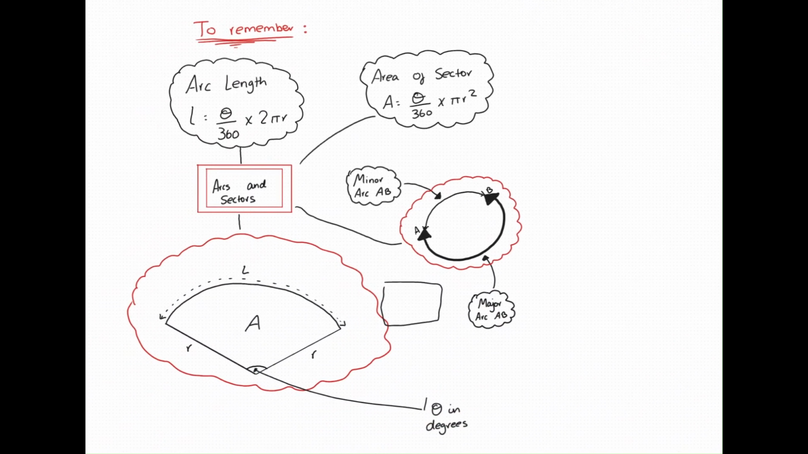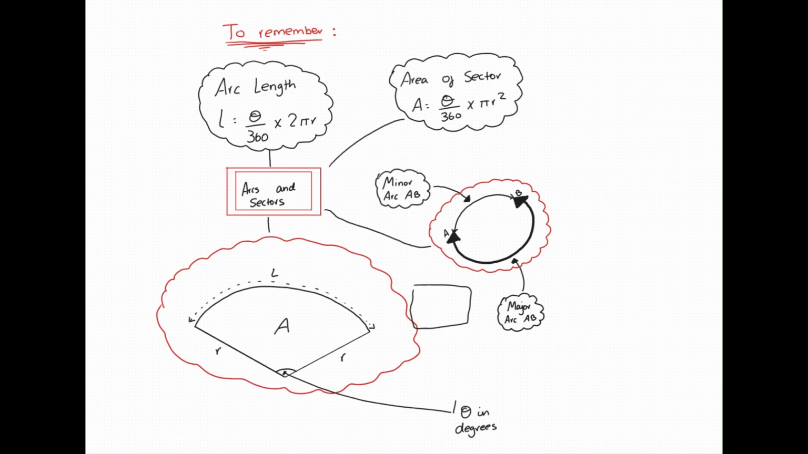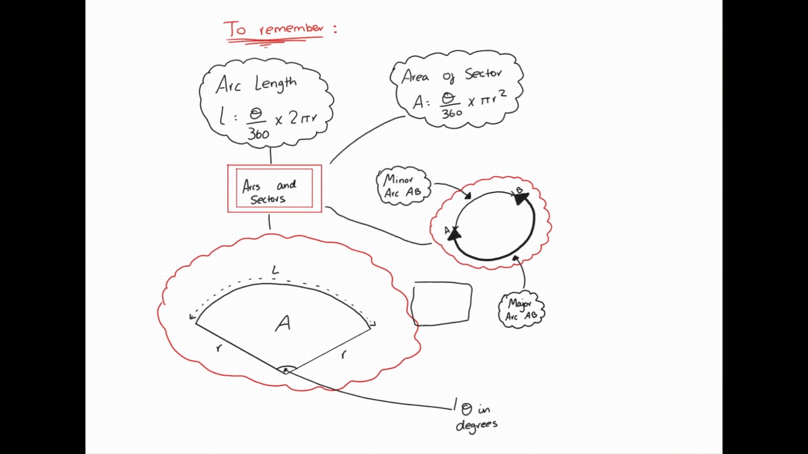This is a diagram that I've drawn of what you have to remember in terms of arcs. As you already know, the area of a circle is equal to pi r squared, and the perimeter is equal to 2 pi r. These should be clear and you should know them from before.